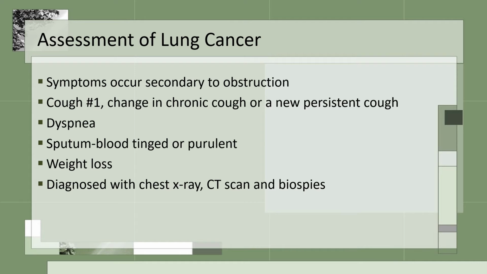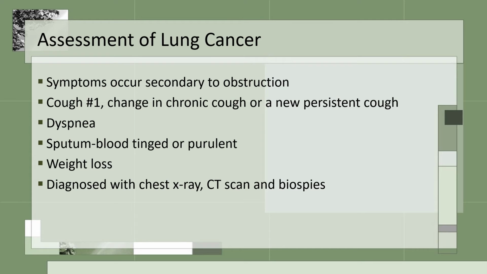So cough is the number one change. It's usually a change in a chronic cough or a new persistent cough that is the first symptom people notice. Dyspnea, trouble going upstairs, losing their breath with activity. Then sputum that's blood tinged or purulent. Weight loss, this can be significant because when we decrease our efficiency of ventilation and oxygenation, we tend to have weight loss because our body's working harder to ventilate our lungs.